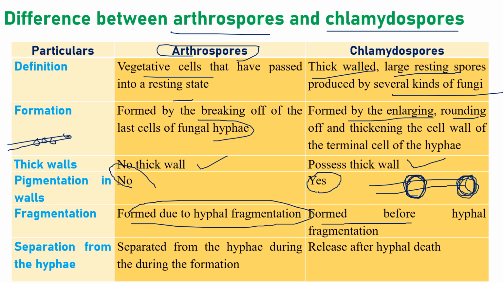in the soil. And at the onset of favorable environmental conditions, this chlamydospore again starts to germinate. Separation from hyphae: during formation, this separation can be observed. Actually, these chlamydospores are released after the hyphal death or, as I told you, during an unfavorable time. That time these chlamydospores are formed or released.